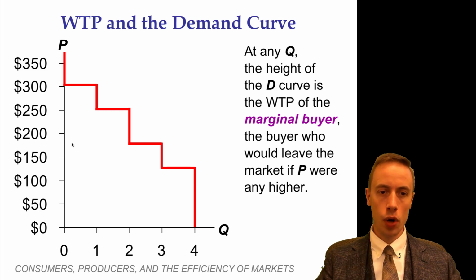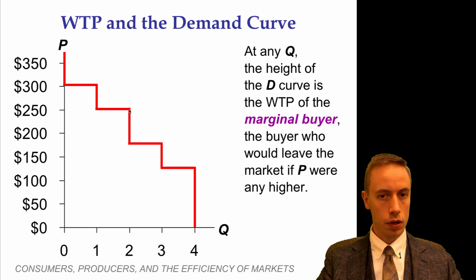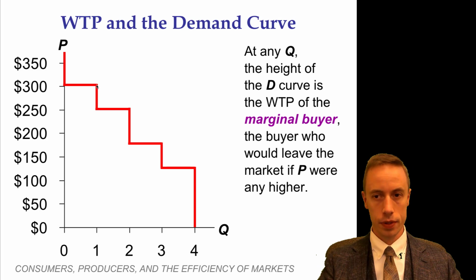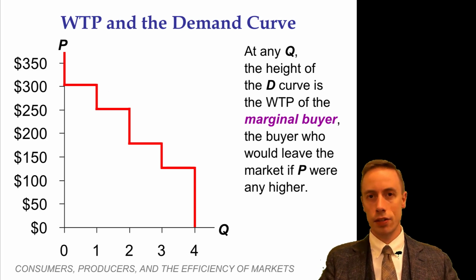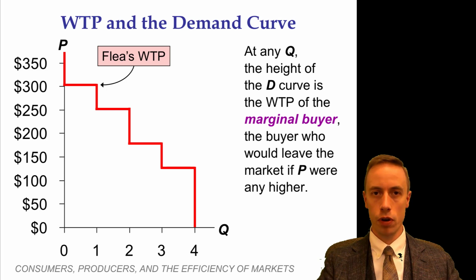Again, at $200, we have 2 buyers. Anthony is the marginal one. He pays as much as $250 before he leaves. That makes $250 his willingness to pay, and going a little bit earlier, makes $300 Flea's willingness to pay. In other words, in order to identify the willingness to pay of each buyer on a demand curve, you look at the highest point of the demand curve where that buyer is at the margin.